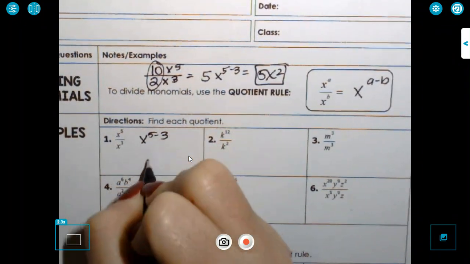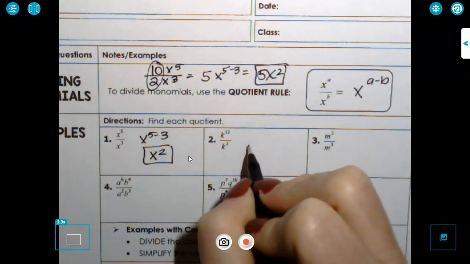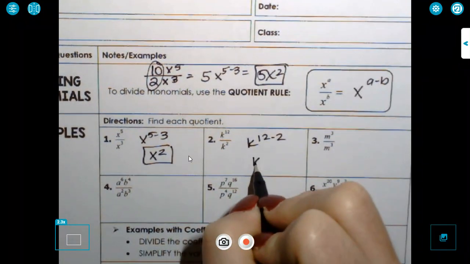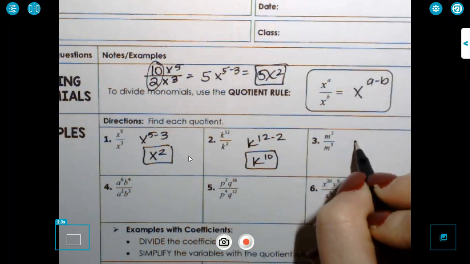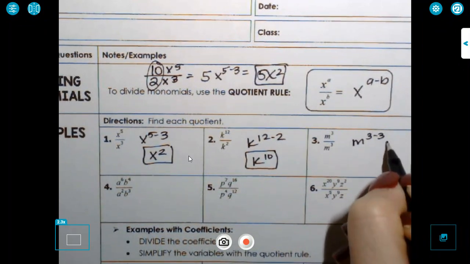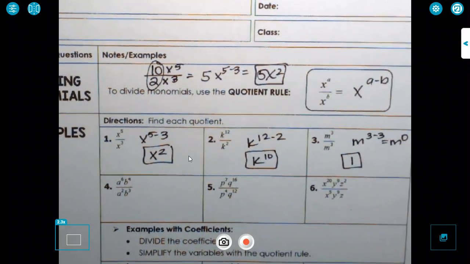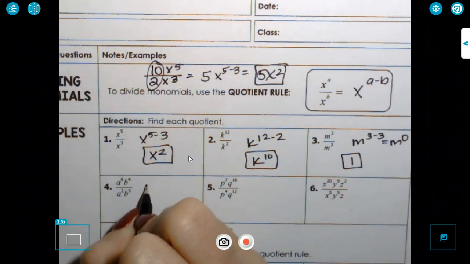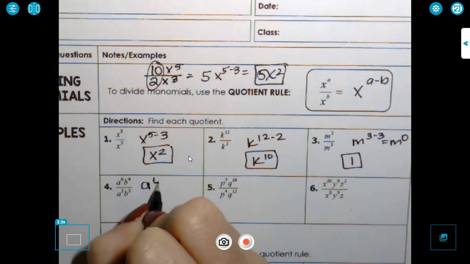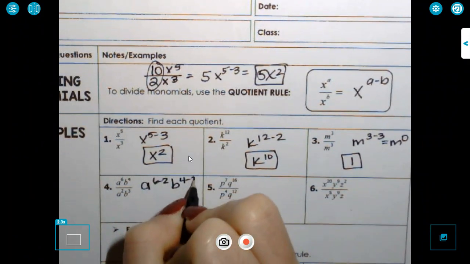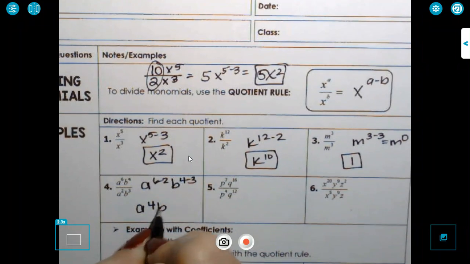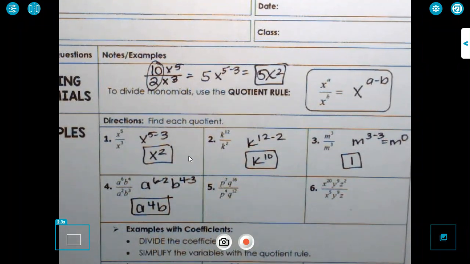x to the 5 minus 3 is just x squared. k to the 12 minus 2 is just k^10. m to the 3 minus 3 is m to the 0. Anything to the 0 power is just 1. Not m, just 1. All right, so this becomes a to the 6 minus 2 and b to the 4 minus 3, or a^4 b to the first. Those understood ones, remember, you don't have to write them, but you certainly can.